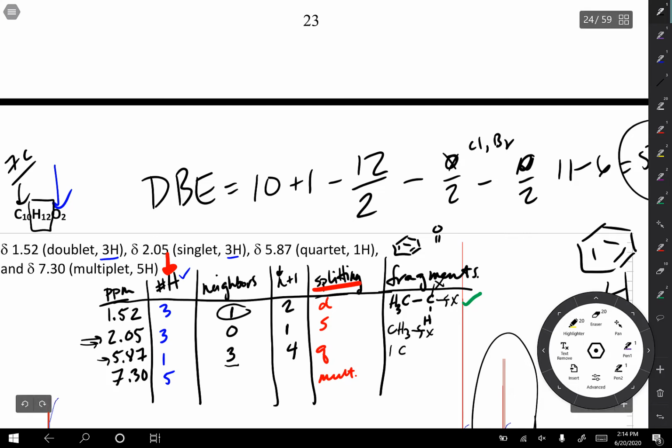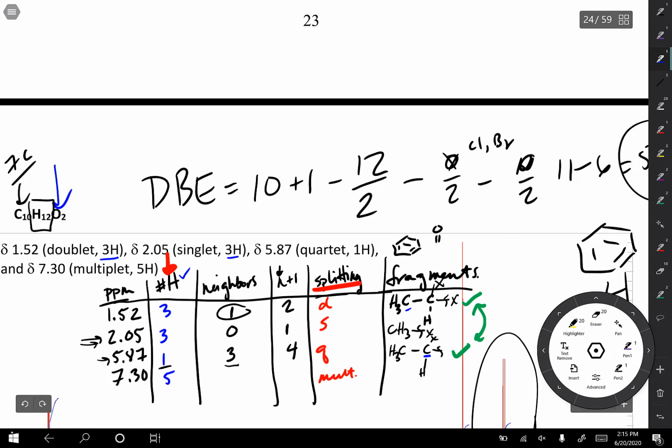So here's our CH. It doesn't have any more hydrogens. Why do I know that? Because it says there's only 1 hydrogen for that signal. So these 2 fragments here are coupling with each other. We have a CH3 and then we have a CH.